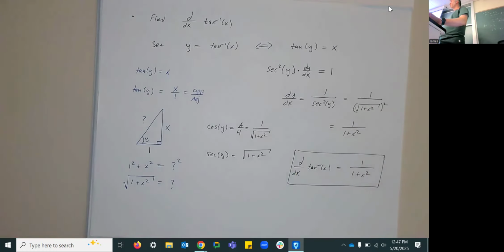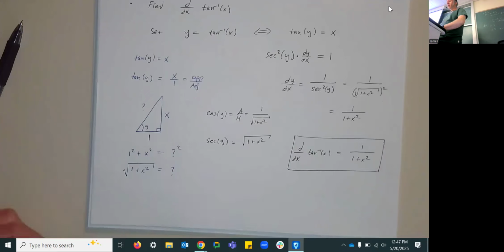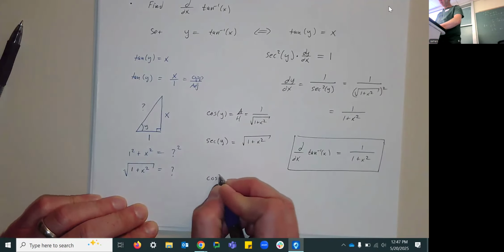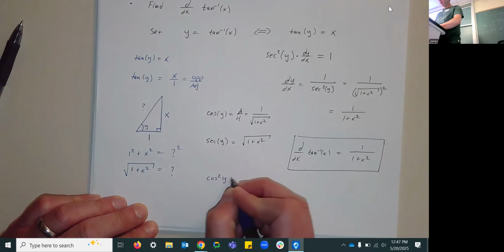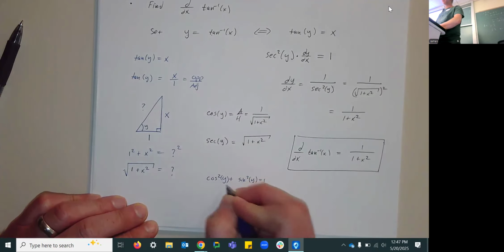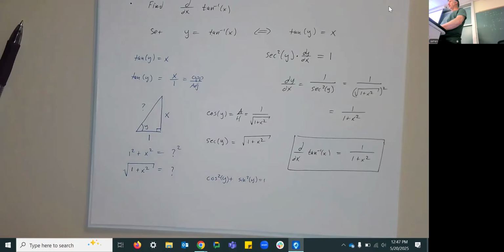As a side note, I will just mention, instead of doing this whole triangle thing, which I like to do, I think it's kind of neat, you could have also used a trig identity. One of my favorite trig identities, which I think I've said in this class, but I don't know if I have, is, well, here's the most famous one, which we have talked about, cosine squared of y plus sine squared of y equals 1. But then there's another one, which I feel like I must have said.